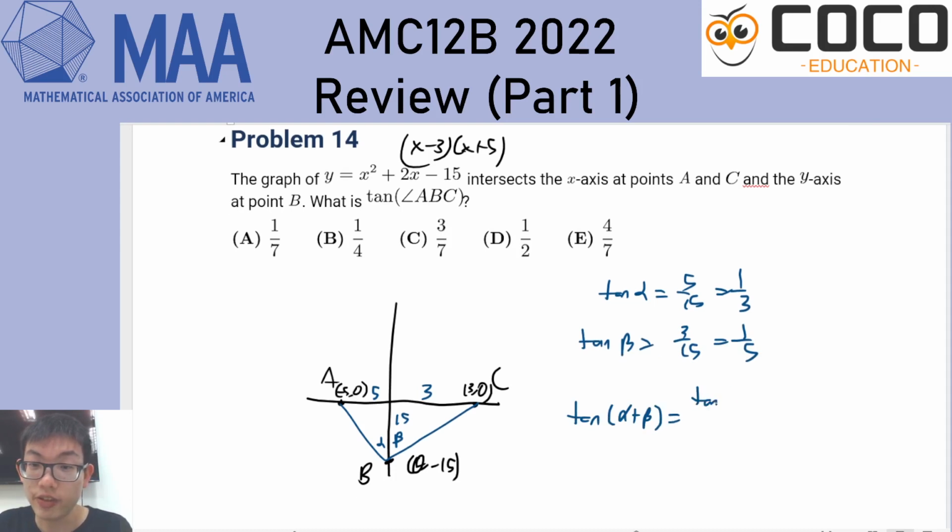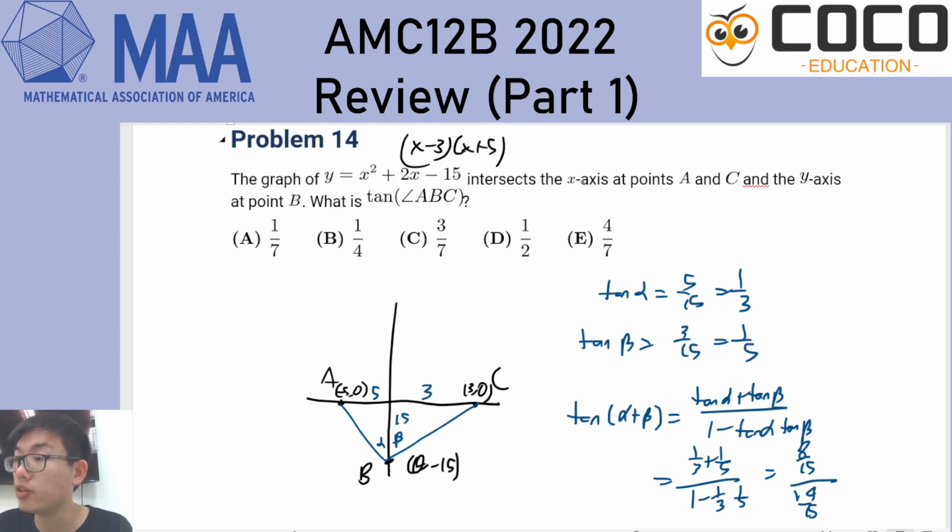So tangent alpha plus tangent beta over 1 minus tangent alpha times tangent beta. A third plus a fifth is 8 over 15, over 1 minus 1 over 15, which is 14 over 15, and so this is going to give you 4 over 7.